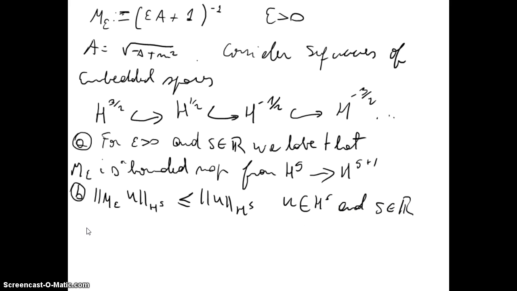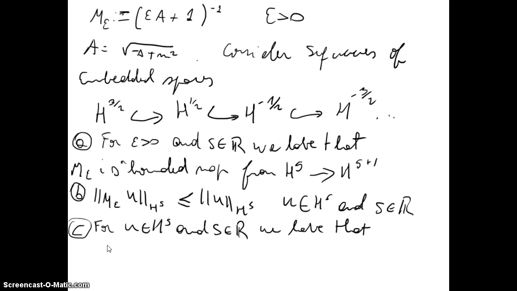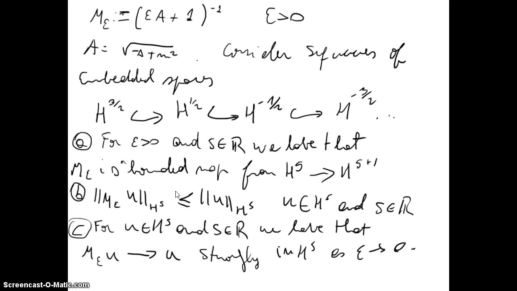So it's bounded and the constant is 1. And third, for u in H^s and s in R, we have that M epsilon u converges to u strongly in H^s as epsilon goes to 0. This is telling us that this is an approximation of the identity.